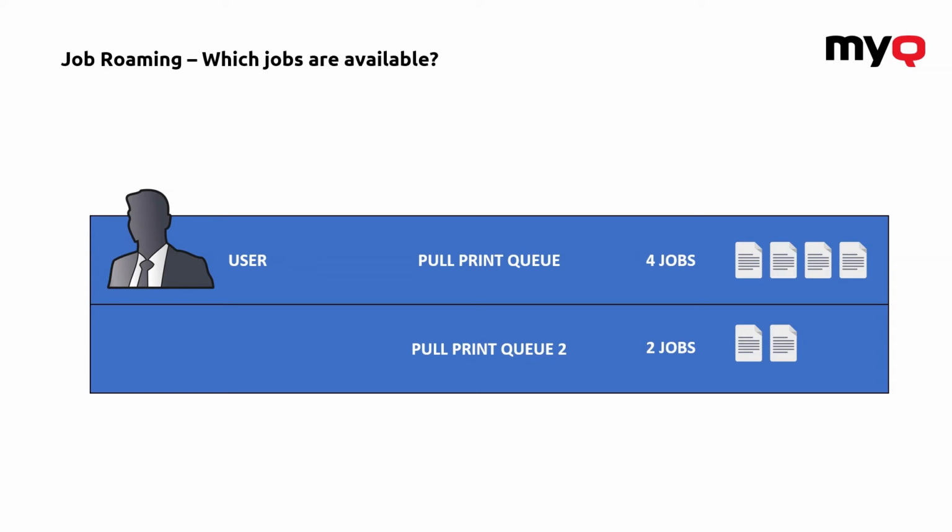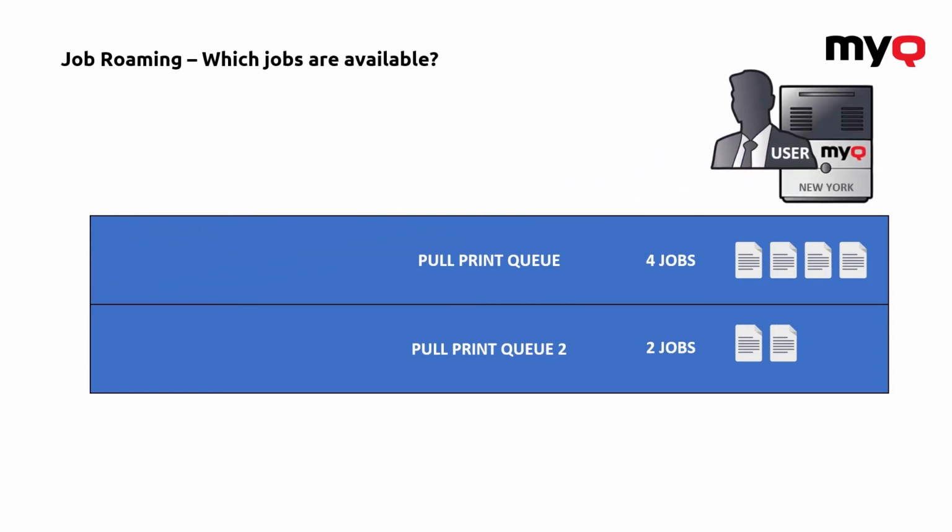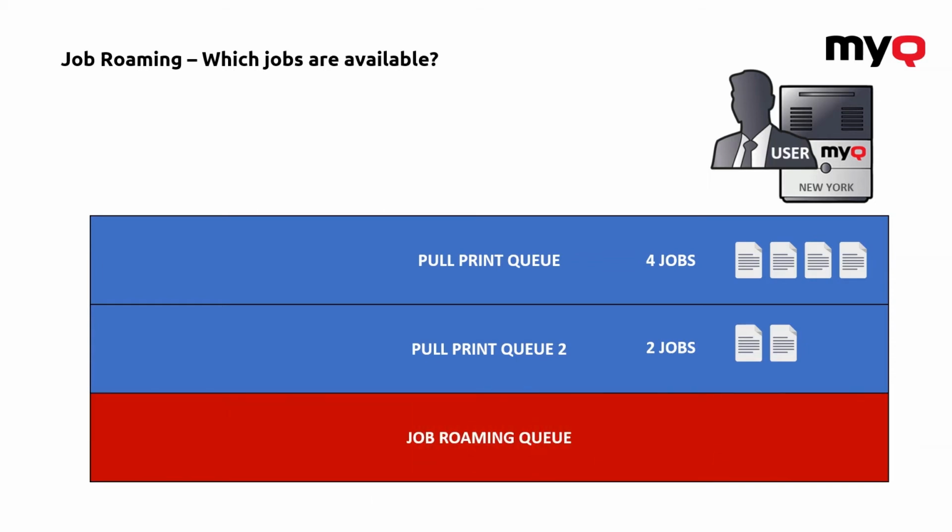Now once the jobs are there, I can just move to another site, which in this case will be the site in New York. Now I will connect there, and either through the UI or on the embedded screen, I would want to access the remote jobs. What the system will do is automatically start using the job roaming queue.